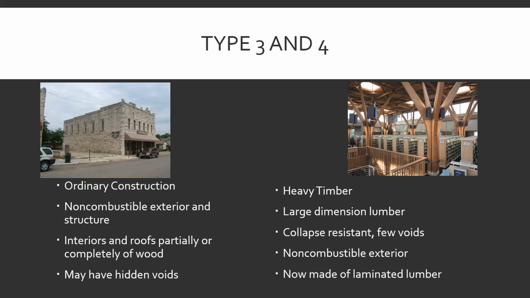Now, on the right side of our screen, we have the Type 4 heavy construction, or heavy timber construction. Its main structural supports are made of large dimension lumber, 8 inches or greater. They are collapse resistant just based on the heavy duty large structural component design and consist of relatively few voids, and usually consist of a non-combustible exterior.